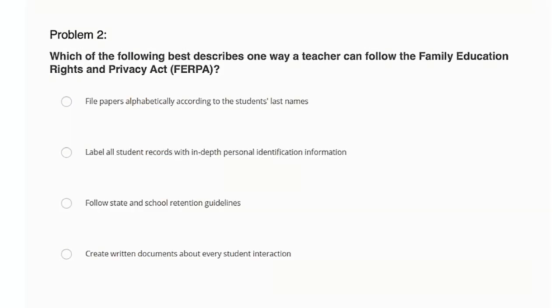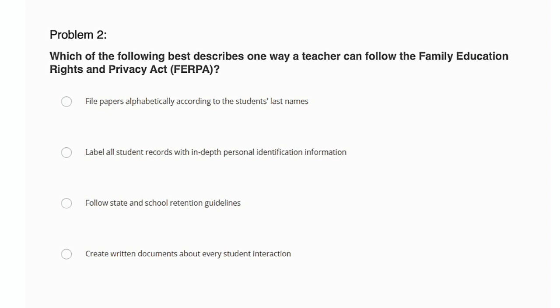Next up, problem 2 is asking us, which of the following best describes one way a teacher can follow the Family Education Rights and Privacy Act, FERPA? All right, so first of all, we should discuss what is this act. This is the act that requires teachers and school districts to keep educational records confidential. So they might only require that for a certain amount of time and then encourage the documents to be destroyed so that no one gains access who is unauthorized to those records. But so how is the best way a teacher can follow the act?